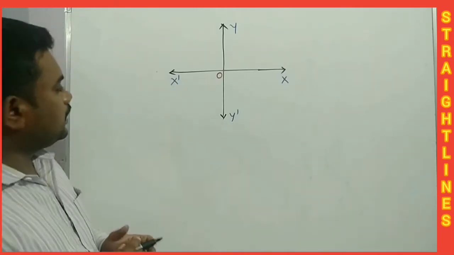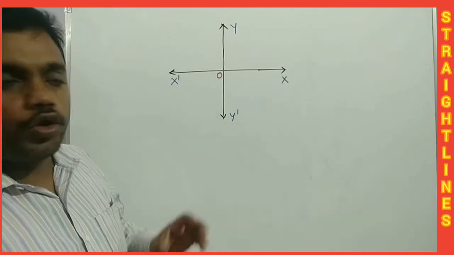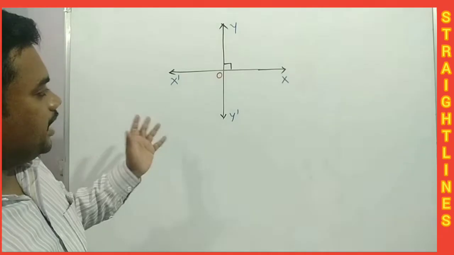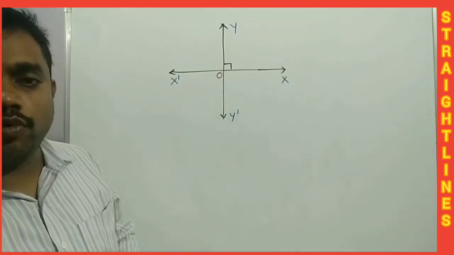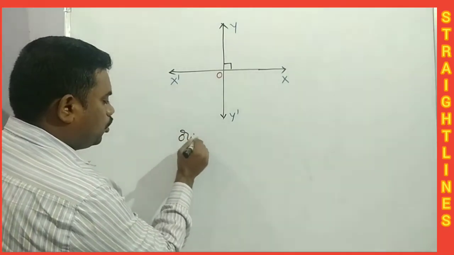Before starting the chapter, I will explain briefly some concepts of the coordinate system. See here, the lines X'OX and Y'OY are two mutually perpendicular lines. They intersect at O. The point O is called the origin.